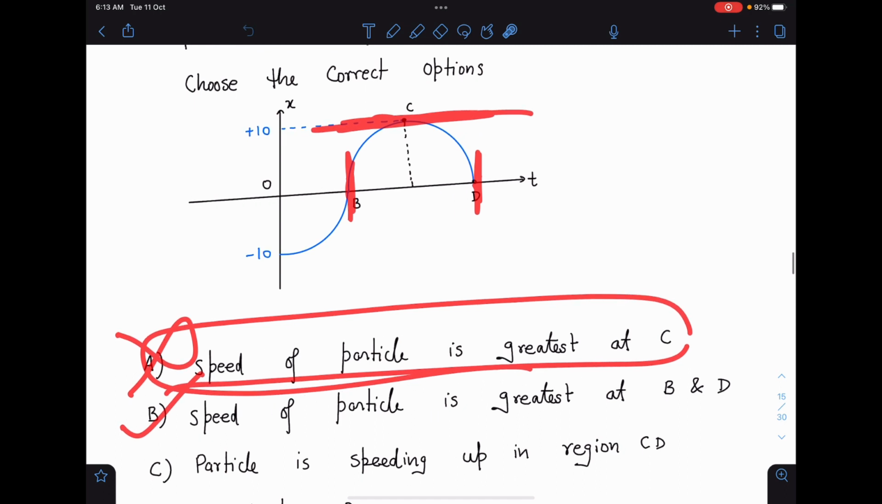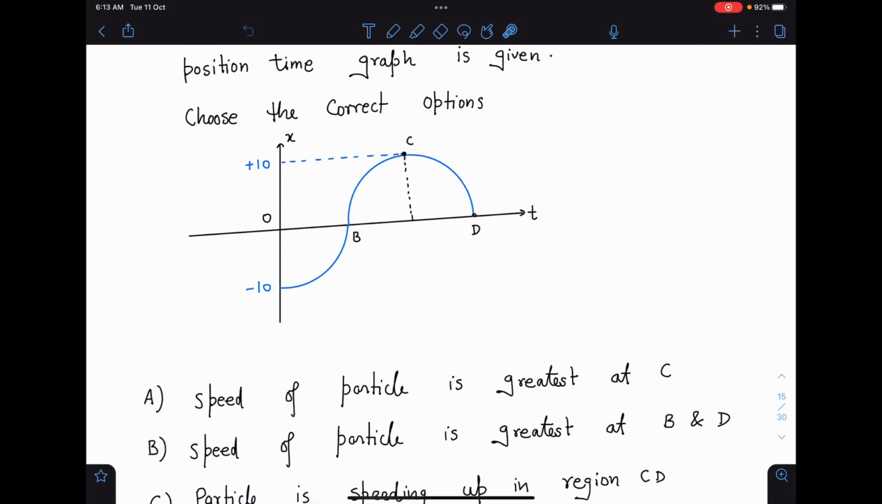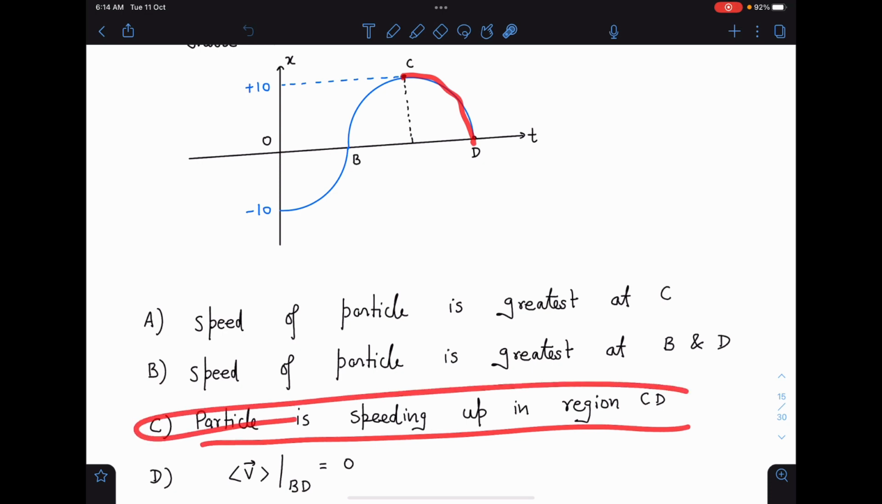Particle is speeding up in the region CD. So C to D, yes, he is speeding up. You can see its acceleration is negative because it's coming like this, and its velocity is also negative, x is decreasing, so it is coming down. So both acceleration and velocity are on the same side, and by slope you can see it's becoming steeper. So yes, it is speeding up. Particle is speeding up in the region CD, correct.